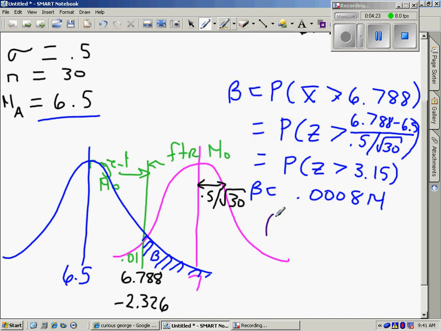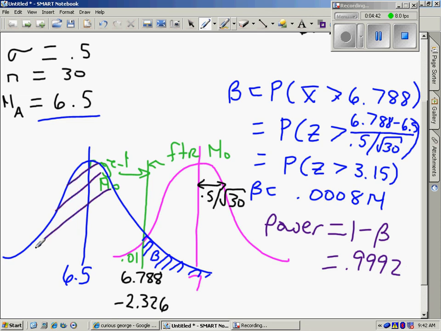Power then is 1 minus beta, so it's 0.9992. Power is rejecting H0 when some alternative like 6.5 is true. In this case, all this area to the left of my green fence represents power.